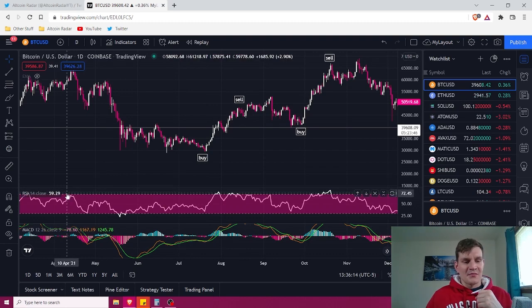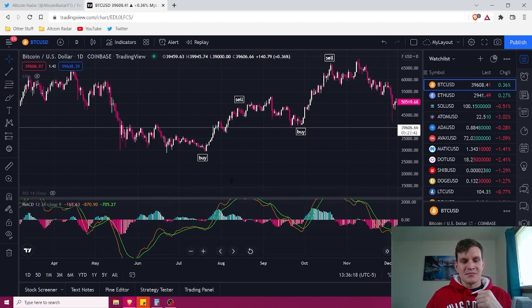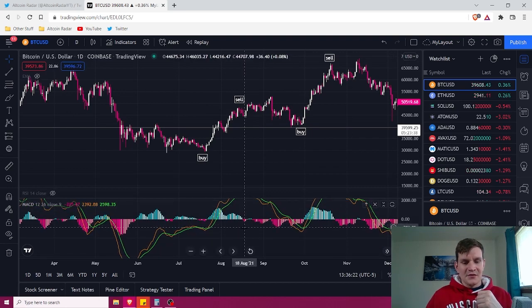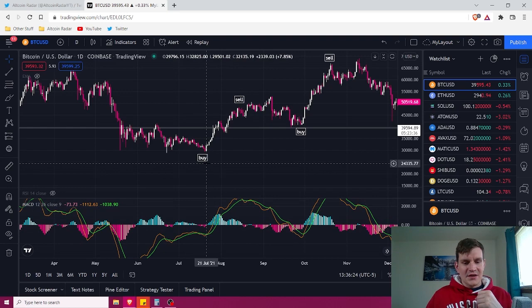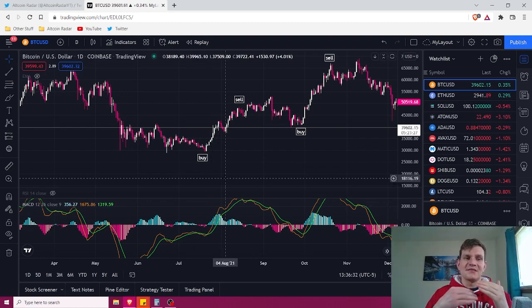Let me just go ahead and get rid of my RSI here real quick, and make this bigger. Okay, so as we can see here, you guys, the volume right here, each red bar or green bar is volume. That's the volume of people buying and selling at that given time.